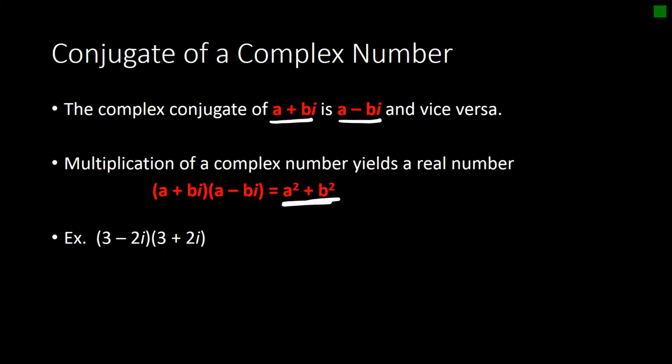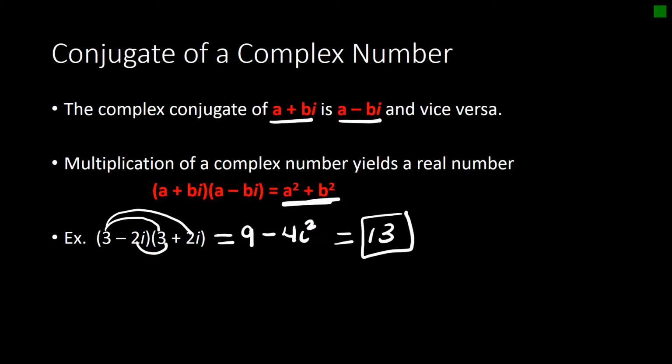So let's do an example where we're multiplying two complex conjugates. The formula that we have here is a plus bi times a minus bi is a squared plus b squared. Now you can use FOIL and you will get to that. So we're going to do it the long way. We're going to use FOIL. 3 times 3 is 9. We have plus 6i minus 6i. That goes away. And we have minus 2i times 2i is minus 4i squared. Well, knowing that i squared is negative 1, it makes this positive 4. So 9 plus 4 is 13.